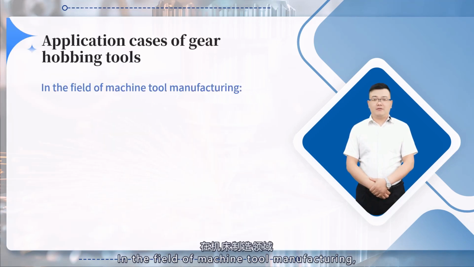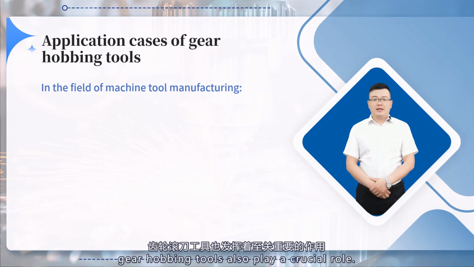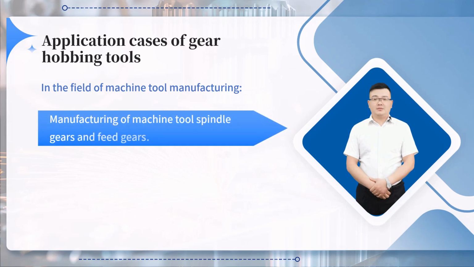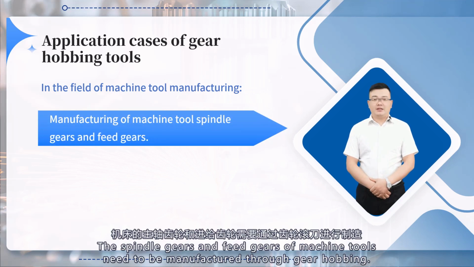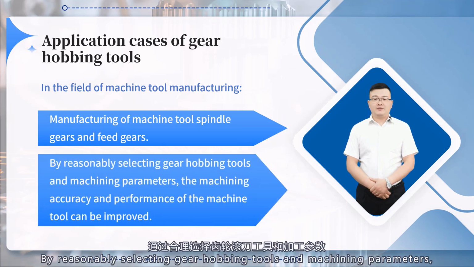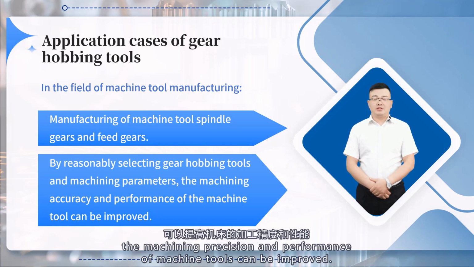In the field of machine tool manufacturing, gear hobbing tools also play a crucial role. The spindle gears and the feed gears of machine tools need to be manufactured through gear hobbing. By reasonably selecting gear hobbing tools and the machining parameters, the machining precision and the performance of machine tools can be improved.